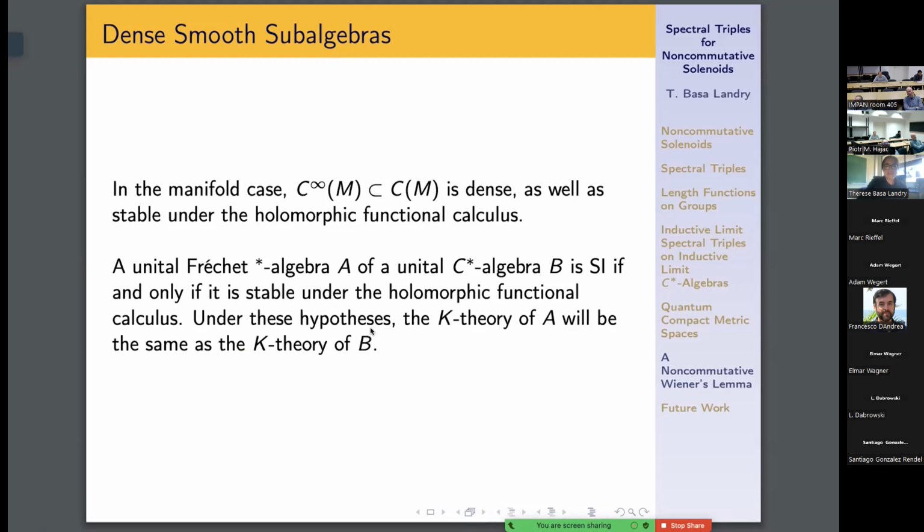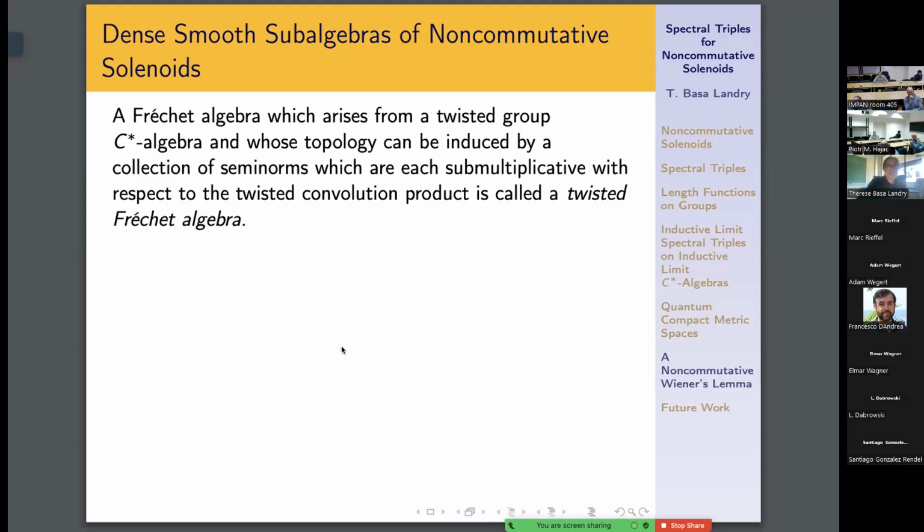Under these hypotheses, the K theory of the unital Fréchet star subalgebra will be the same as the K theory of the larger unital C star algebra. So it captures the K theory of the C star algebra. And so we decided to also study Fréchet star algebras to incorporate the twisted structure in our Fréchet star subalgebras.